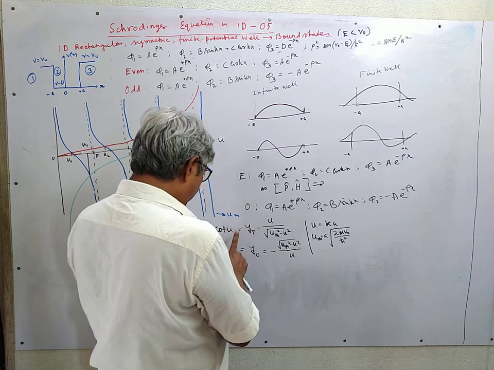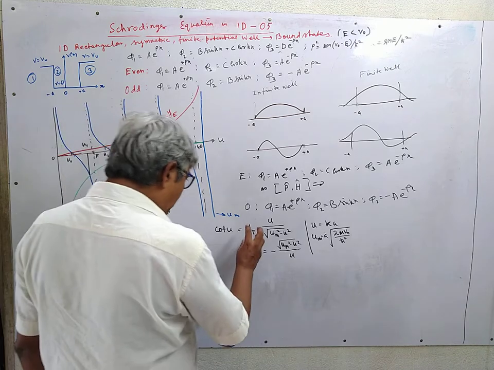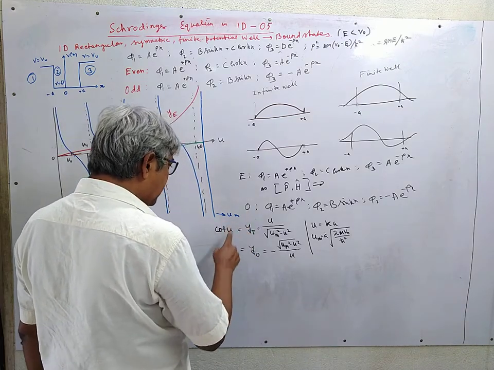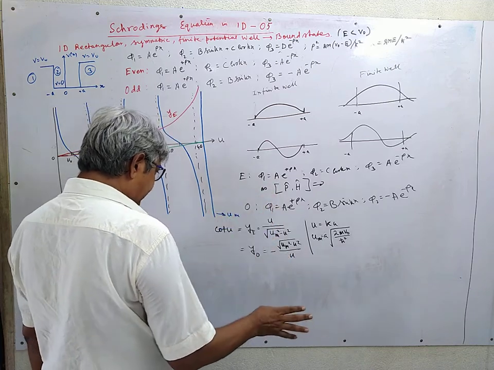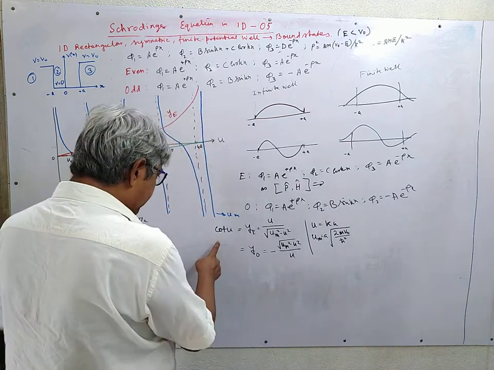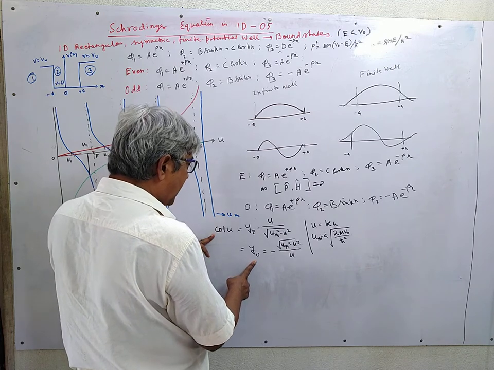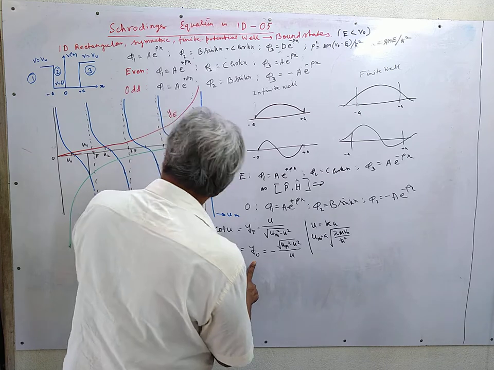What we did, we first plotted the cot u function and y even. The intersection of cot u with y even gives the K values corresponding to even parity states, which in turn leads to the energy values. On the other hand, the intersection of cot u with y odd gives the K values corresponding to the odd parity states.